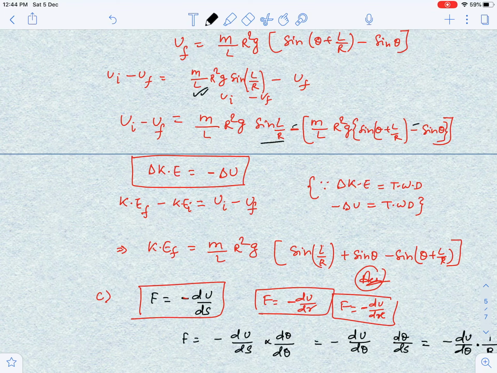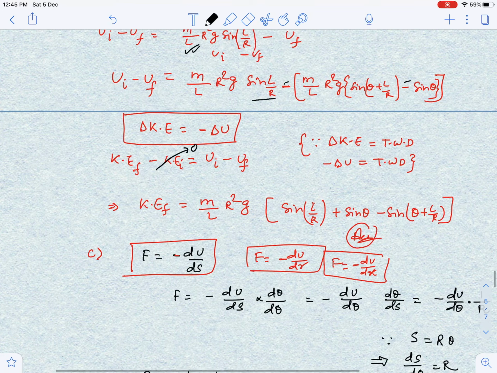because I told you that kinetic energy initial is 0, so this is nothing but kinetic energy final. So at the instant when it is making angle theta, kinetic energy is m r square g by L times sine L by r plus sine theta minus sine theta plus L by r. Now guys, you have to calculate, in part C, the tangential acceleration.